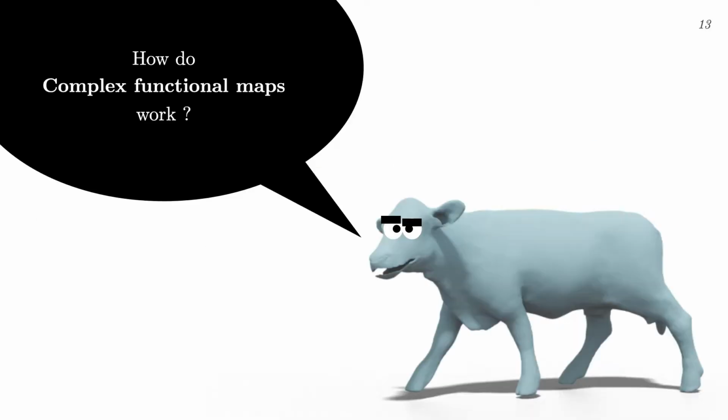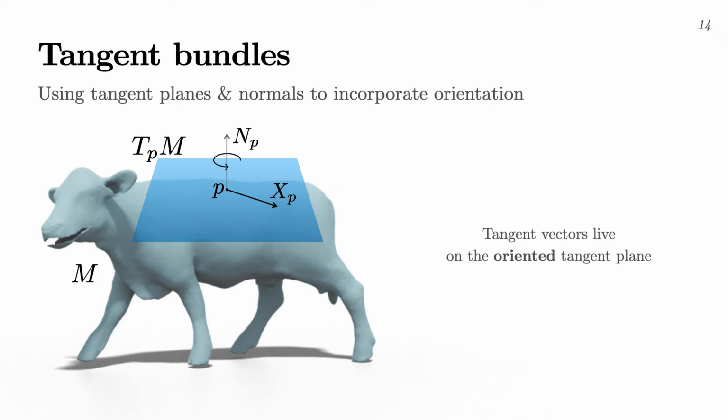Now, some of you may be wondering, like Mr. Cow here, how do complex functional maps work? Let's start at the beginning, with tangent bundles.